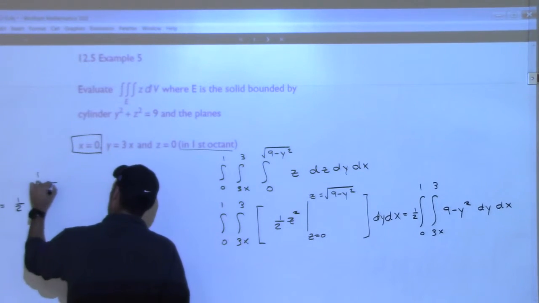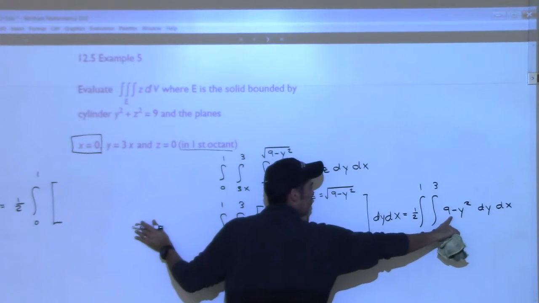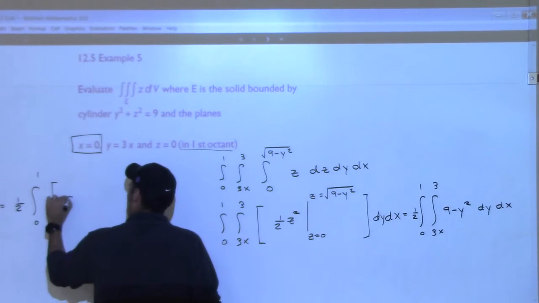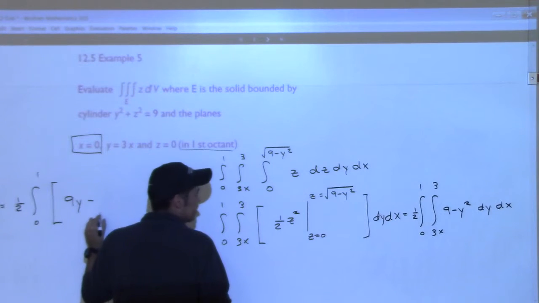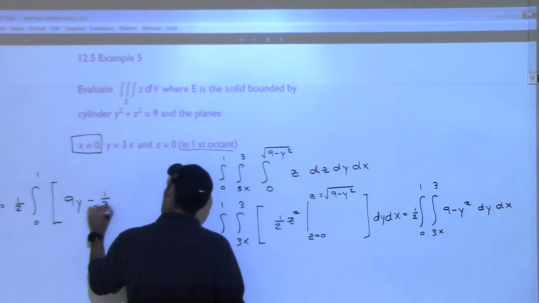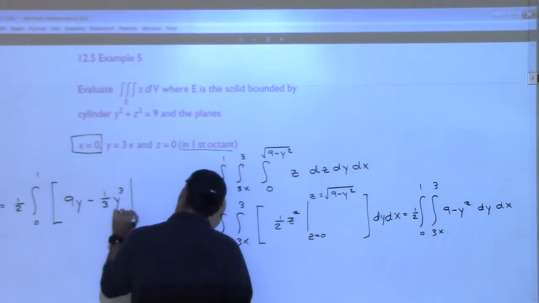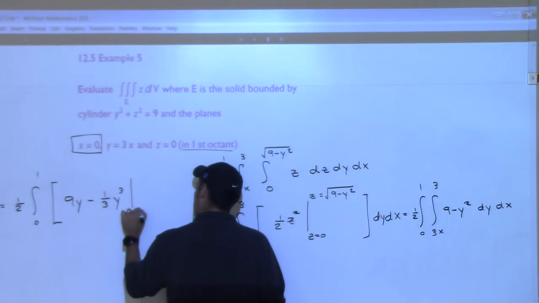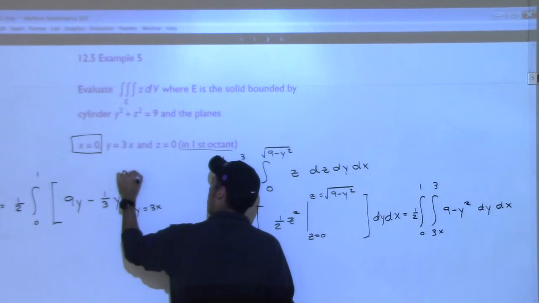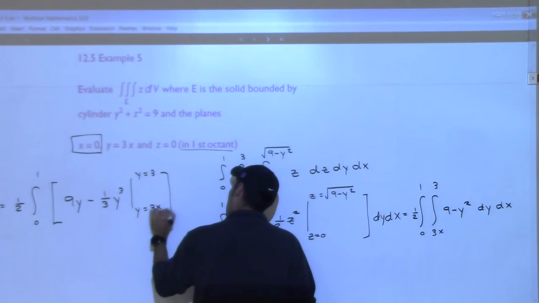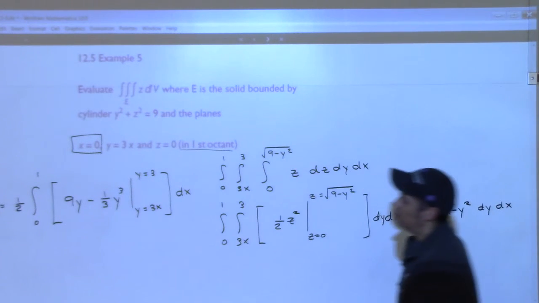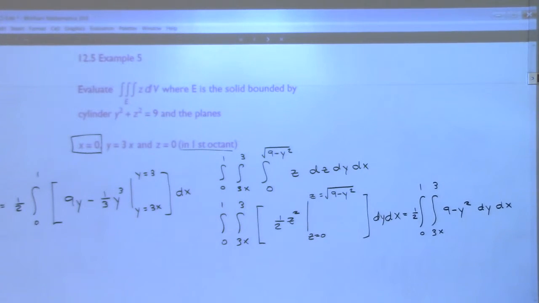Okay, when I do the next integral, what's the antiderivative of this with respect to y? 9y minus 1/3 y cubed, and we're evaluating this from y equals 3x to y equals 3, and then we'll integrate with respect to x. This is the first non-trivial one we've had, where both of these are there, right? None of them go away.